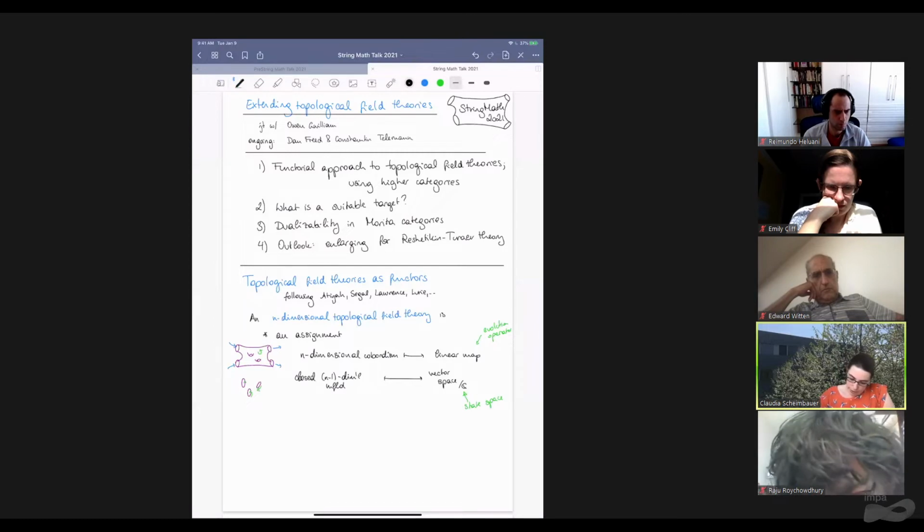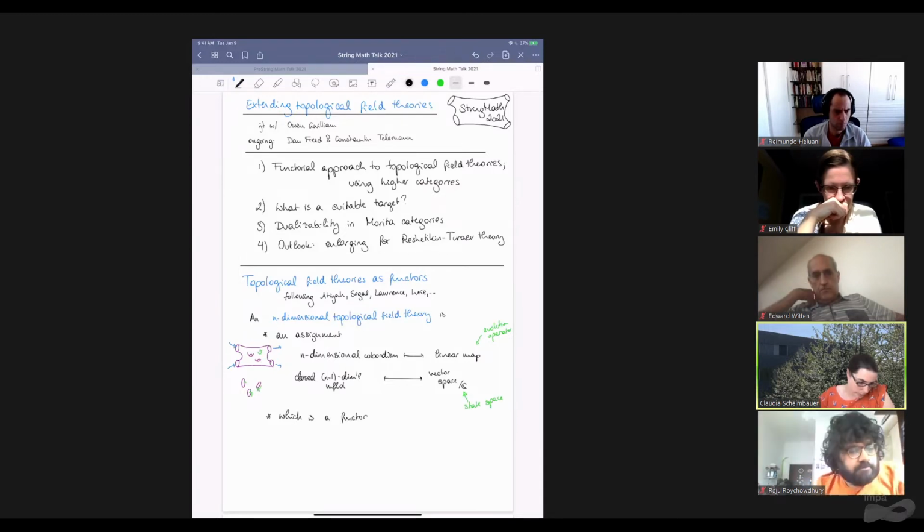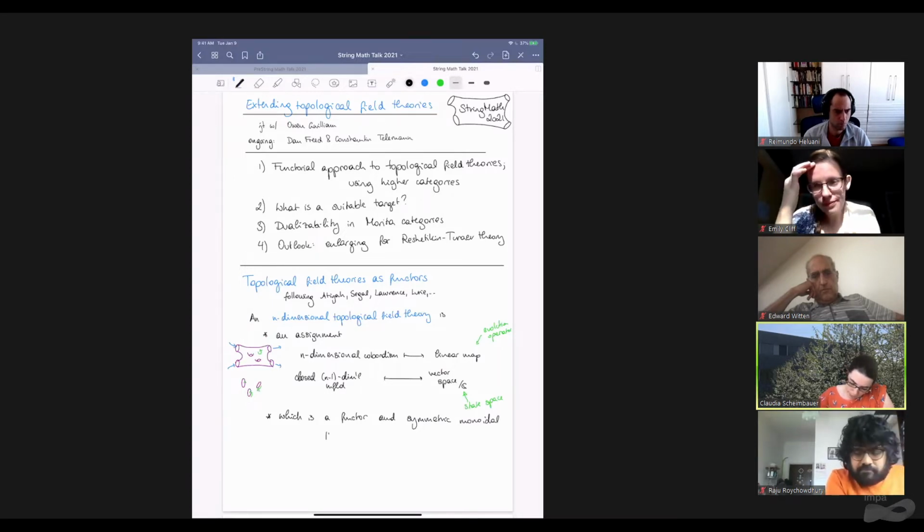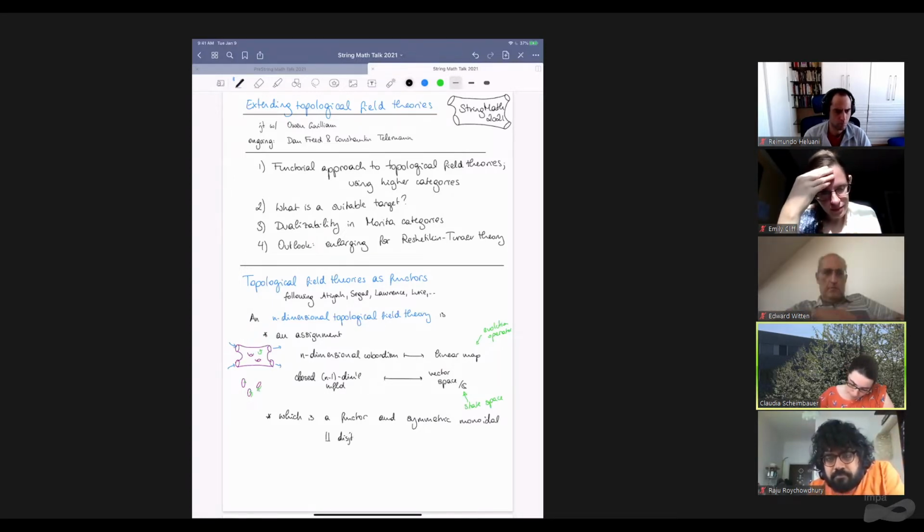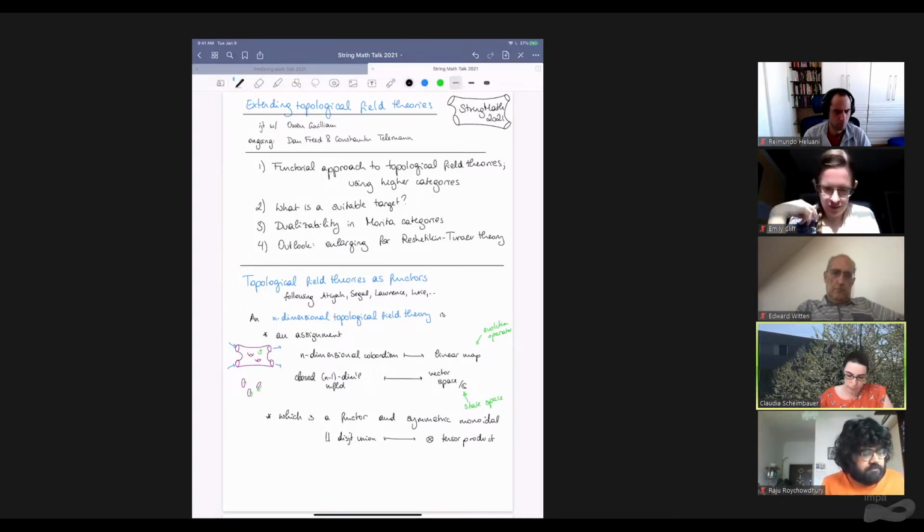Okay, so I said assignment. It should be a functor. That's what the first blue line said. And as such, it is symmetric monoidal. So it sends the disjoint union to the tensor product. Okay, so far so good.